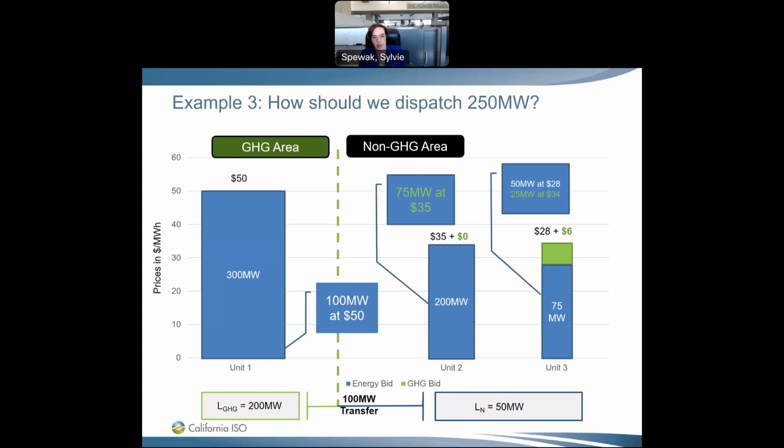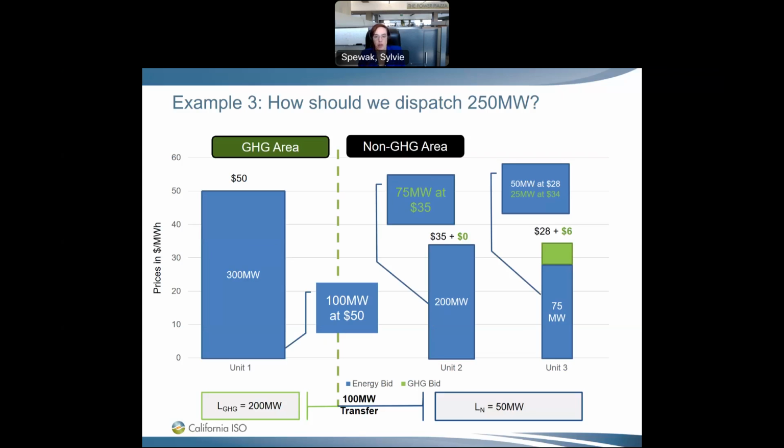How have I broken this down here? Why did the GHG area get saddled with Unit 2, whereas the non-GHG area got to be covered by Unit 3, which is the cheapest for both of them? Well, using Unit 3 to serve non-GHG area load saves more money in terms of the total system cost than we would have had we done this a different way.